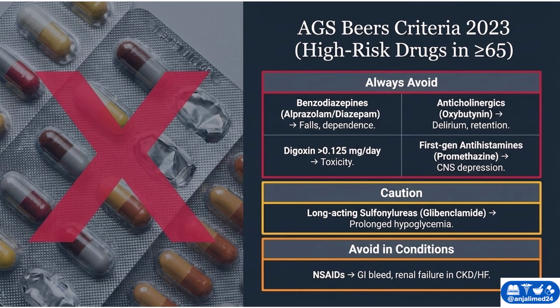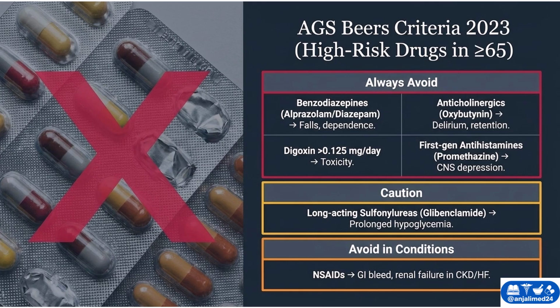Now observe digoxin. Doses above 0.125 milligrams per day are considered high risk in many elderly patients due to reduced renal clearance and increased susceptibility to toxicity. Symptoms may include arrhythmias, visual disturbances, nausea, and confusion.